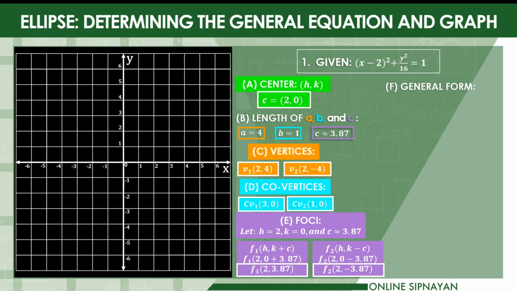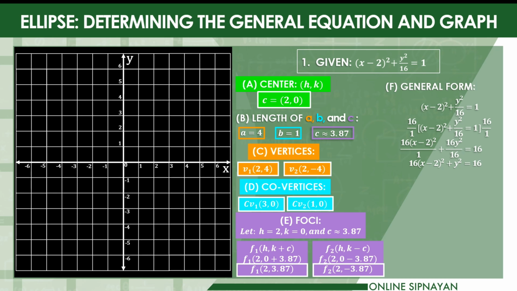Next we're going to get the general form. So using the given, we're going to transform it to its general form. So given quantity x minus 2 squared plus y squared over 16 is equal to 1. We're going to use the multiplication property of equality by multiplying both sides by 16 over 1. We have 16 over 1 times quantity x minus 2 squared plus y squared over 16 is equal to 1 times 16 over 1. So we'll have 16 times x minus 2 squared over 1 plus 16y squared over 16 is equal to 16. Simplify, we'll have 16 times x minus 2 squared plus y squared is equal to 16.